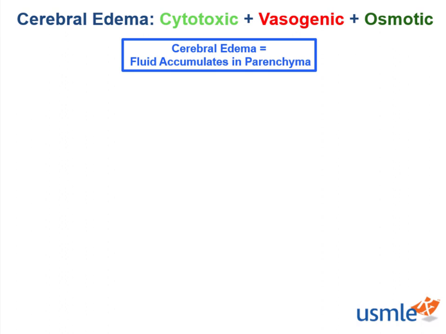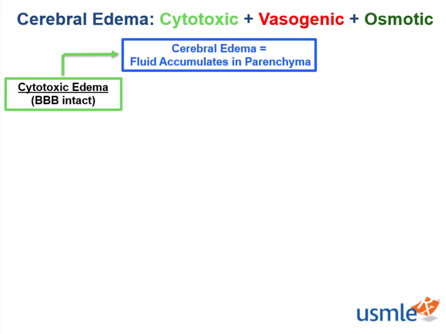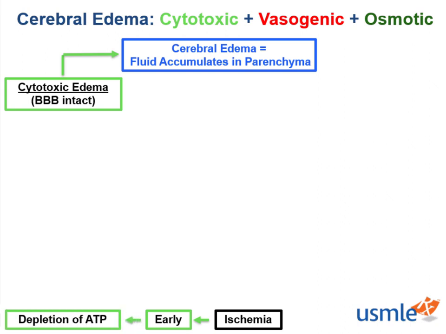The cytotoxic, vasogenic, and osmotic subtypes of cerebral edema can best be understood by comparing them. We'll save the interstitial subtype for the next slide. Using an example, let's start with cytotoxic edema, which occurs in the early phase of ischemia, such as in the setting of a thrombotic stroke. That leads to the depletion of ATP. Why? Well, ischemia refers to the lack of adequate blood flow to a tissue, here the brain.